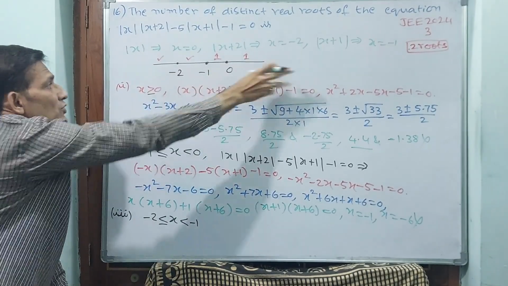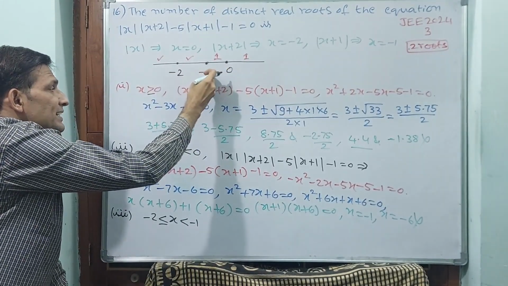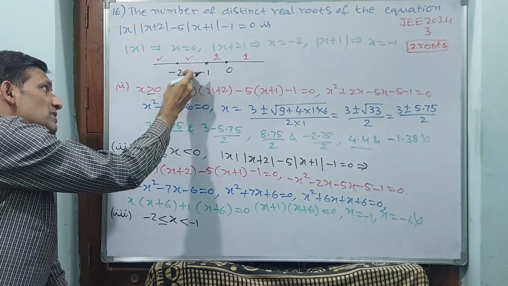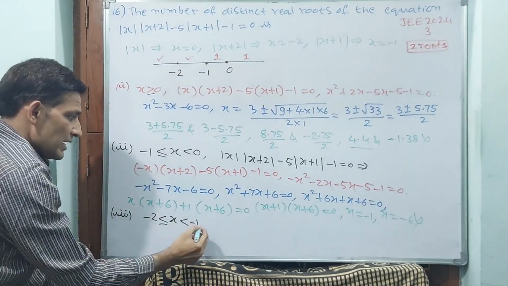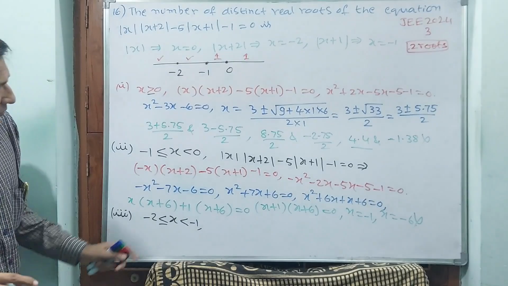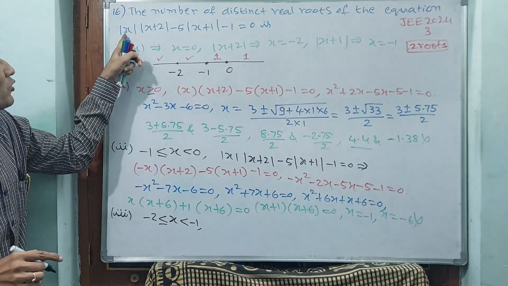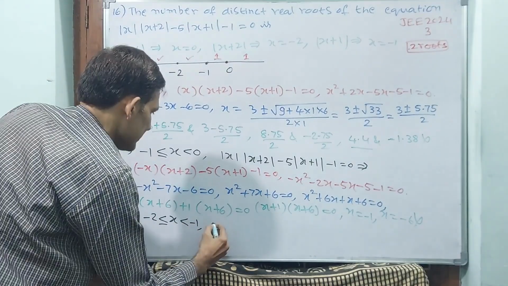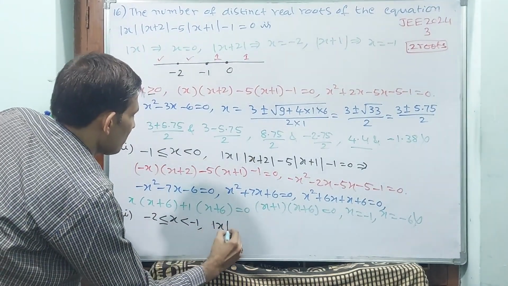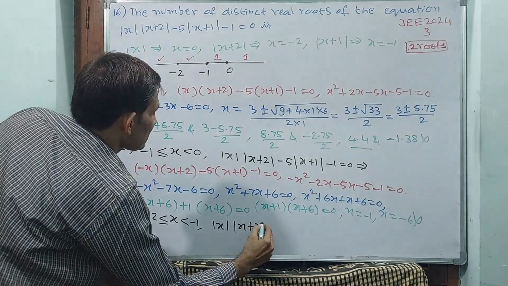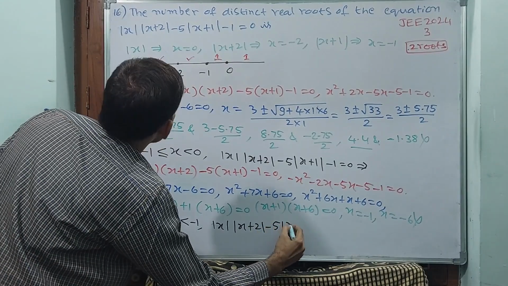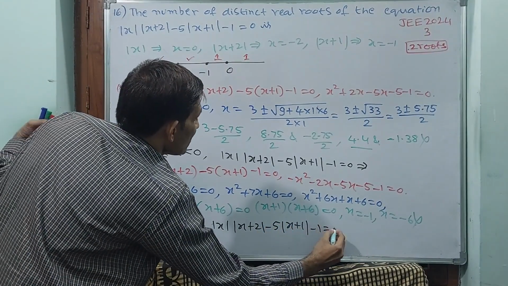Greater than or equal to 0. Less than 0 but greater than or equal to minus 1. Less than minus 1 but greater than or equal to minus 2. Okay? Now you tell me. Once it is less than 0, it is going to become negative anyway. See how I am writing it now: modulus of x plus 2 minus 5 times modulus of x plus 1 minus 1 equal to 0.